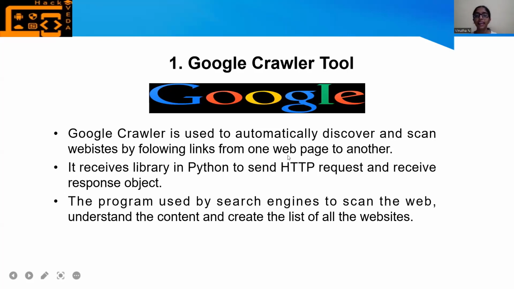Here, a crawler is a computer program used to scan and search the information relevant to the query, and it uses libraries in Python to send HTTP requests and receive the response objects. Here we are sending the HTTP request to search the information for the relevant question, and the program is used by search engines to scan web pages, understand the content, and create the list of all pages. When we enter the question in the search engine, it will scan the websites, understand the content, and give the list of all the websites. This is what the Google Crawler tool means.